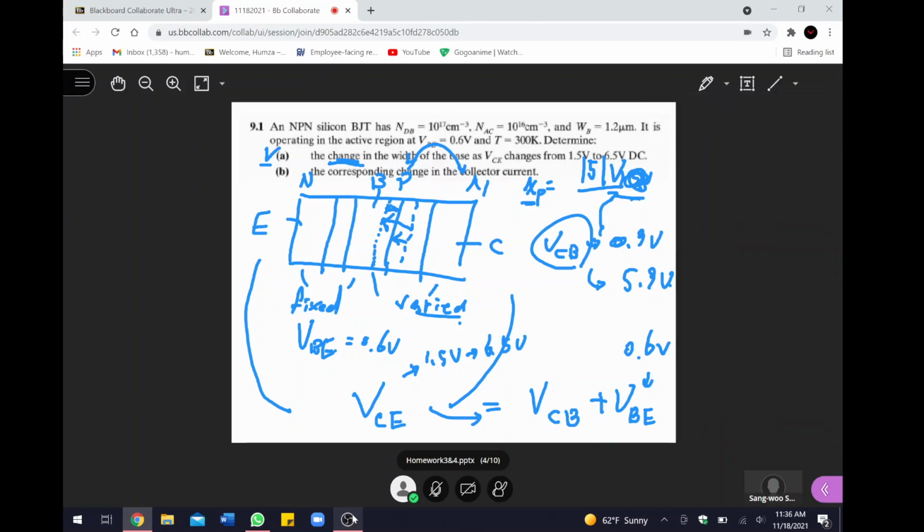Everything is going into a very simple question. This is simply a PN junction between the base and collector. If you have more reverse bias, this 5-volt difference, how much depletion is going to change in the base? That's the question in the first part. Can you understand the question here?